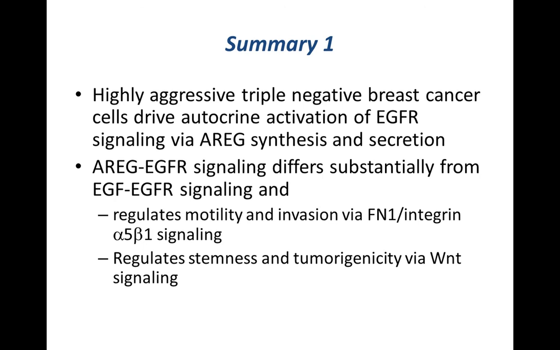So the first summary here is that these highly aggressive triple-negative or basal breast cancers drive autocrine activation of EGFR via the growth factor amphiregulin, and this differs substantially from EGF-driven EGFR signaling. We believe it regulates motility and invasion via the fibronectin-1 integrin signaling pathway, and regulates stemness and tumorigenicity via the Wnt signaling pathway. And this is all about amphiregulin, so that's a lot going on, with this one factor having such a dramatic influence on the biology of its receptor.